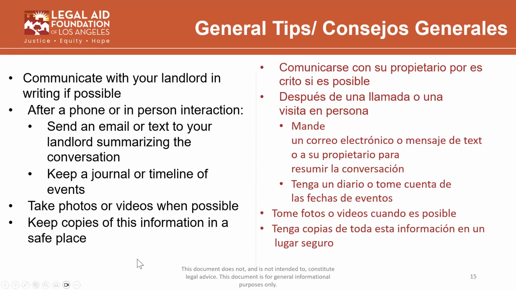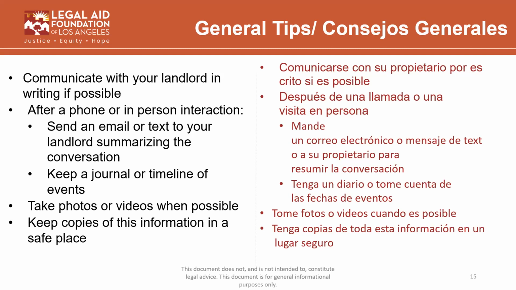And to wrap up our discussion of tenants' rights, I just want to provide some tips for dealing with your landlord. So first off is communicate with your landlord in writing whenever possible. I understand some landlords intentionally make it difficult to communicate with them in writing. So if you find yourself in that situation, a couple of different things you can do is after each phone or in-person interaction, you can send a short email or text to the landlord summarizing the conversation, explaining the date, the time, who you spoke to, and a few sentences of what was said.